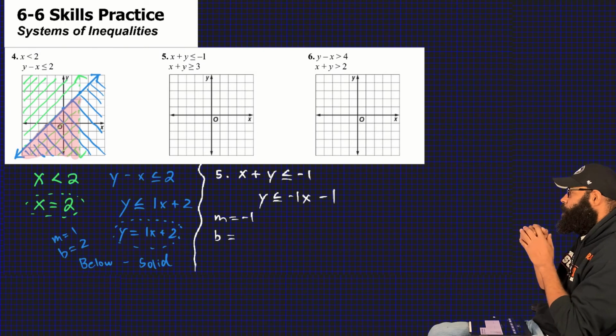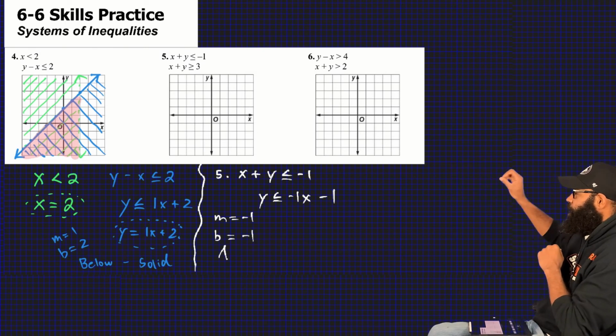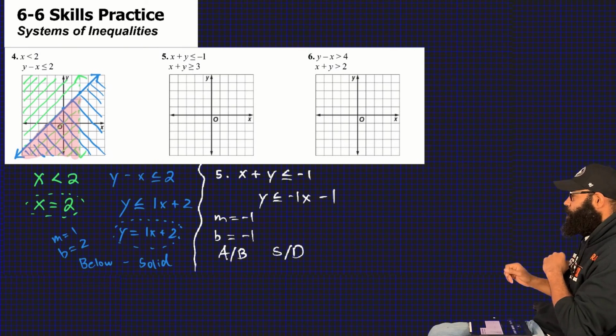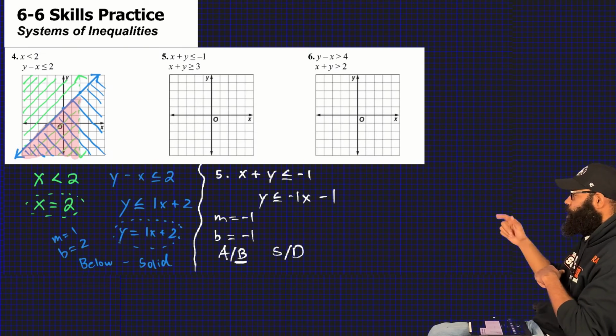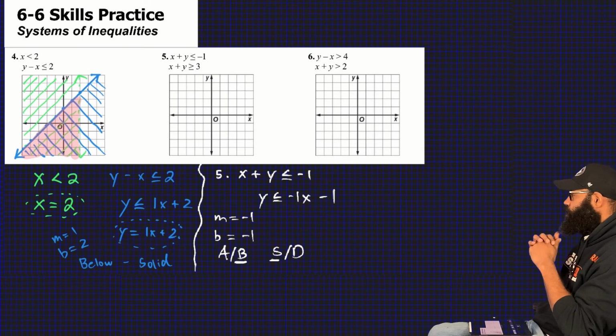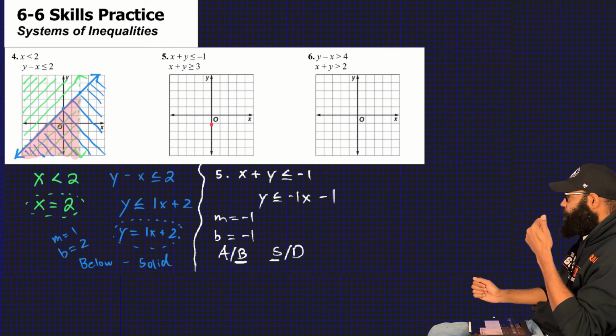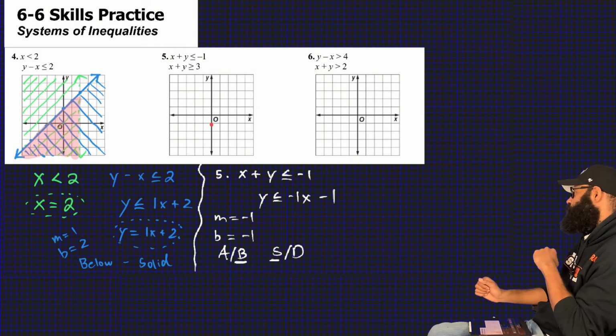Y equals. By subtracting x from the left side and subtracting it from the right side, y is less than or equal to negative 1x minus 1. Now I got an m and a b. M is negative 1, b is negative 1. Ask the next 2 questions: do I shade above or below, and is it a solid or dashed line?